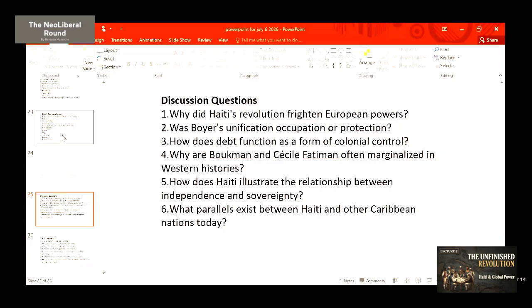Later Dominican elites framed Haitian rule as foreign occupation, while Haitian leaders saw island unification as necessary to protect abolition and prevent European recolonization. Now, that conflict produced a bitter historical memory that still shapes relations between Haiti and Dominican Republic today.